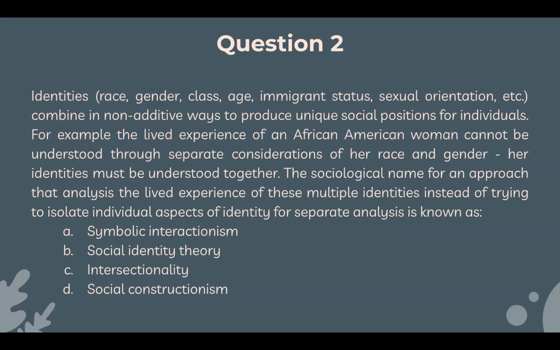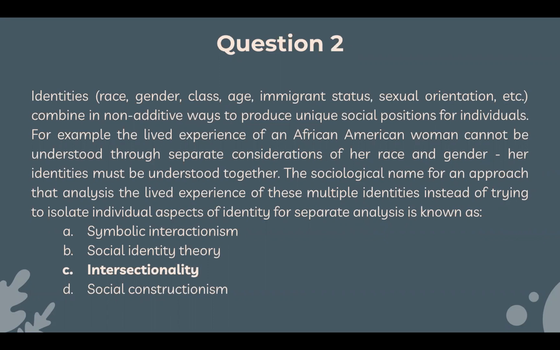So to answer this question, we have to know our definitions. So like Brian said, intersectionality is the view that the lived experiences of individuals cannot be broken down to only one of their identities. Instead, someone's lived experiences should be viewed as an intersection of multiple identities. So in this question, we're told that the African-American woman's identity must take into consideration her race and her gender together, not as two separate things.